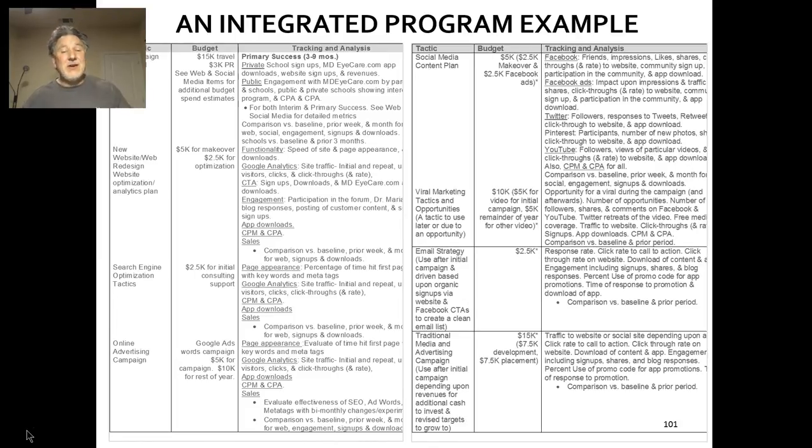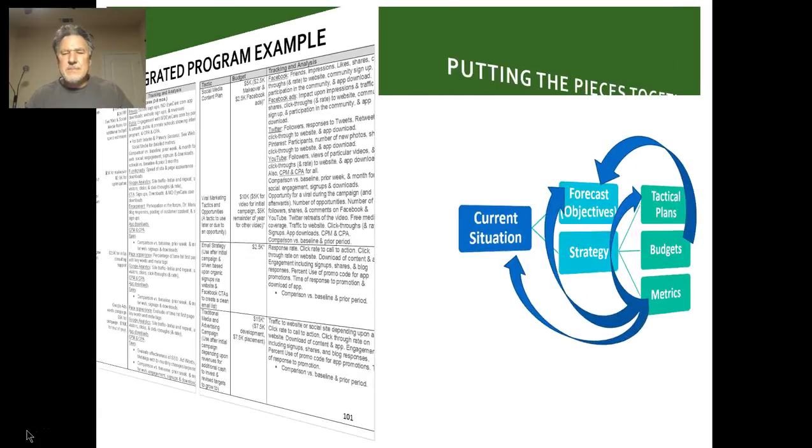And then here we have an integrated program example. And yes, it is ugly and it is involved. But this comes from our MDI Care business plan, which you can find on our Polylearn website. But as you can see, we have tactic, budget, and again, we have tracking and analysis, which is our metrics. And as you look, what we're looking at is the timing as well, in terms of 3 to 9 months. So this gives you a sense of, as you pull together a tactical template, it's more than just putting a tactic and some dollars against it.